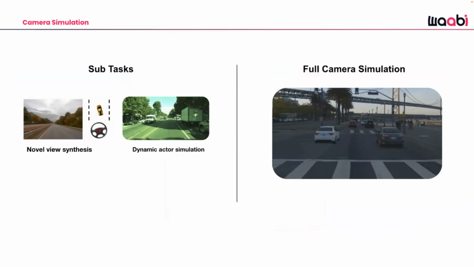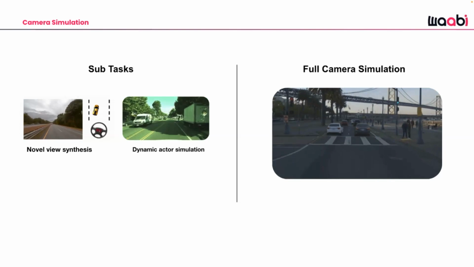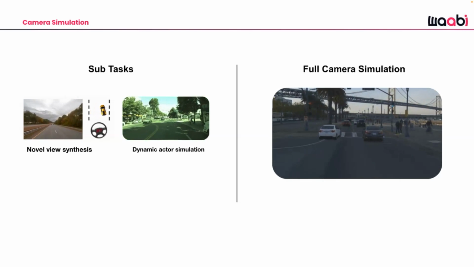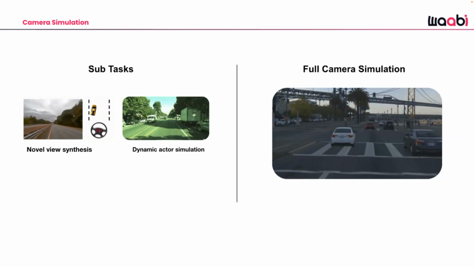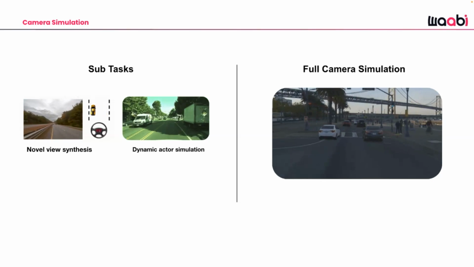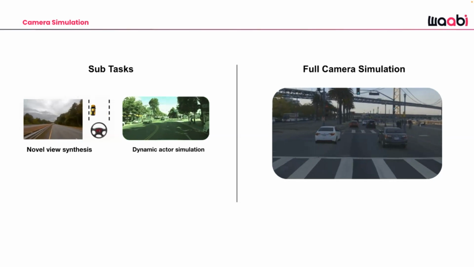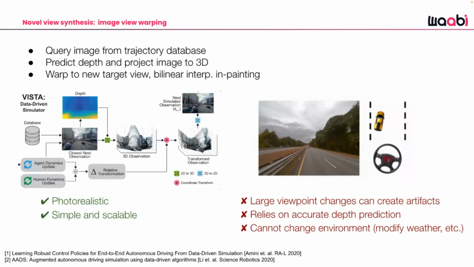I'll quickly go over the previous work that's been done in the past on the subtasks, but most of the work these days is focusing on full camera simulation. In the past, there were works that tried to do certain aspects of camera sim. For example, some works focus on just the novel view synthesis aspect of simulation, where we take the original static scene and render it from a new view. Others focused on dynamic actor simulation, which is, given the same scene viewpoint, moving the dynamic actors around. This one focuses more on static scene warping and novel view synthesis, and is called Vista. It is image warping based on some estimated depth of the image. You can warp it to new locations of the SDV.